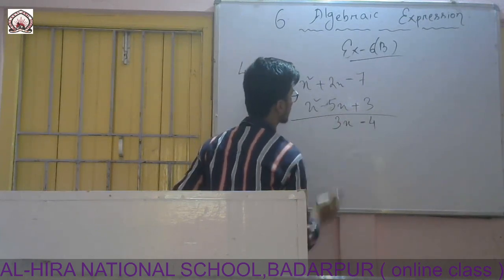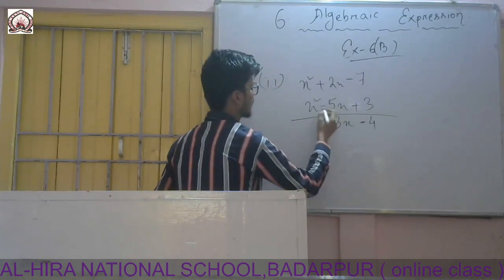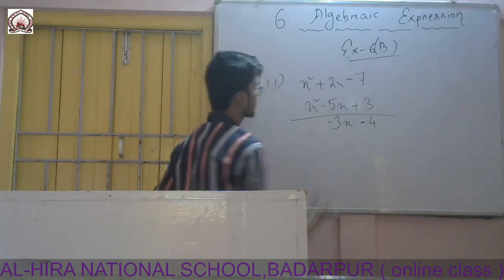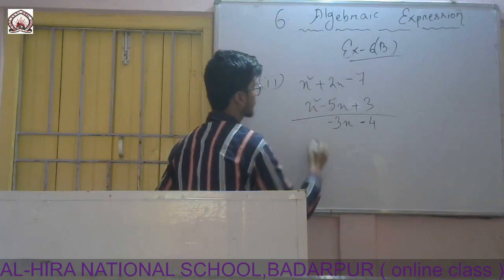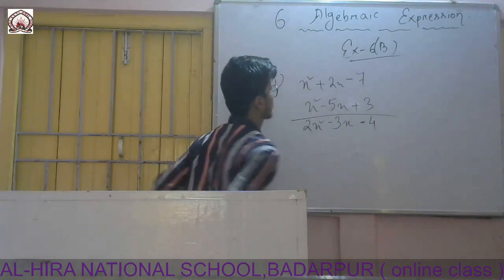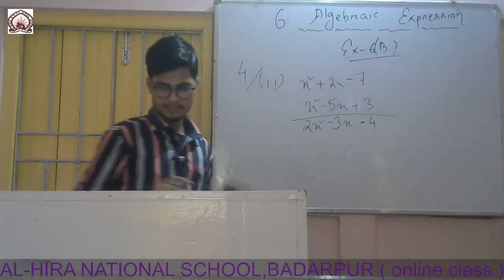Variable part will be same. Which one is greater? 5, and the sign of 5 is minus, so I will put a minus sign here. Again plus plus, it is plus. So 1 plus 1, it is 2x square. So this is the answer.